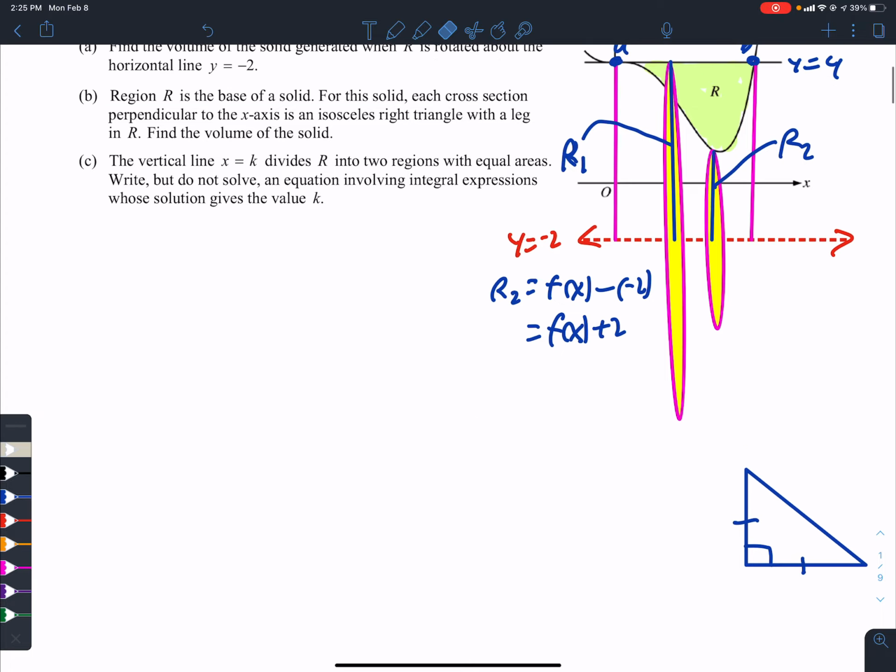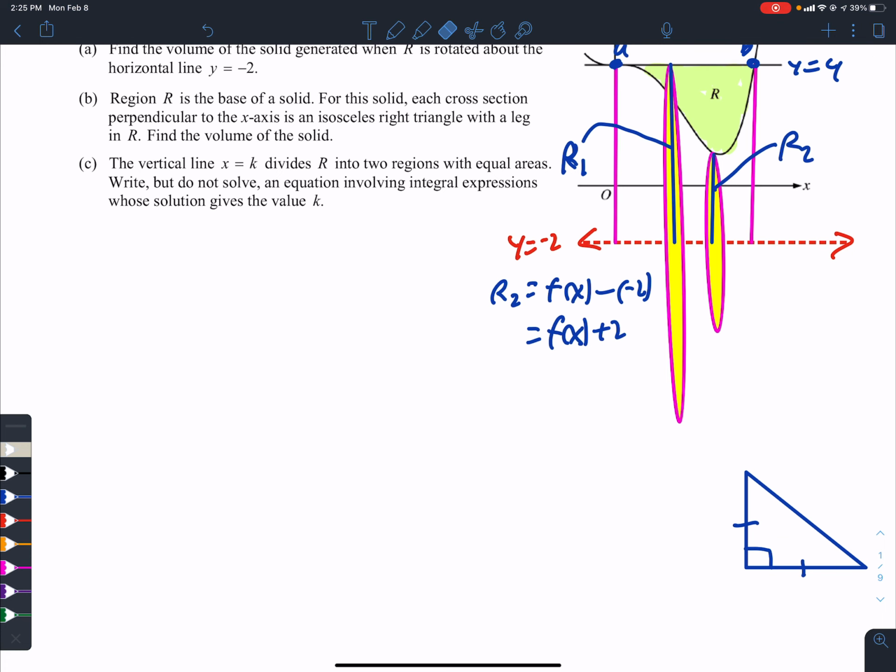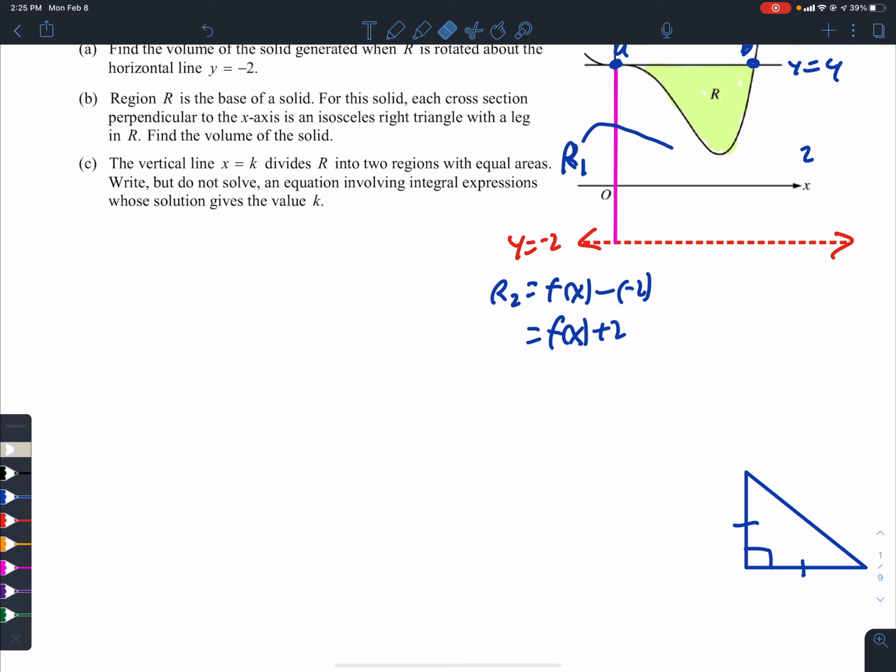Okay, so part B, we want a cross section. It's perpendicular to the x-axis. What does all that mean? I will explain. I can get rid of a lot of this stuff actually.